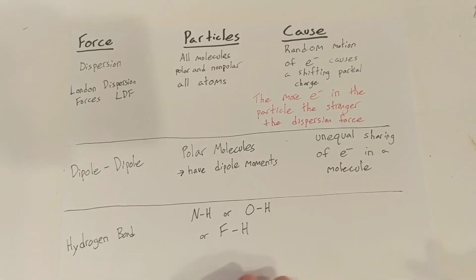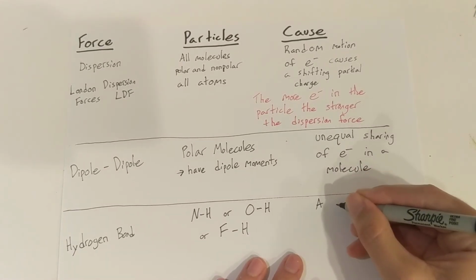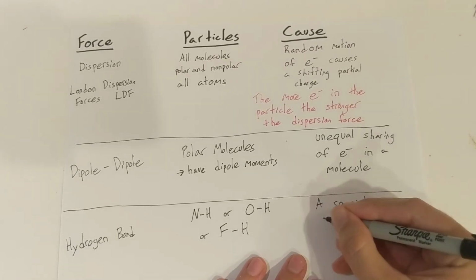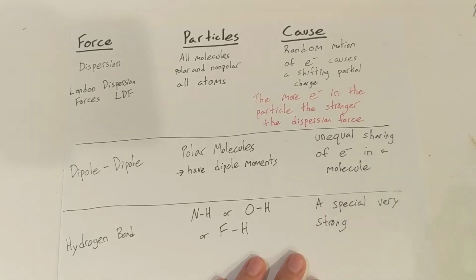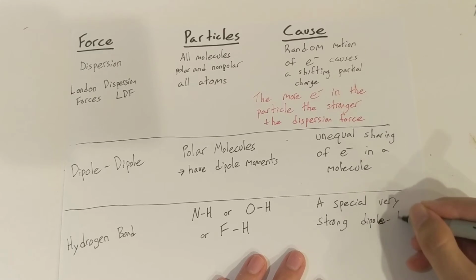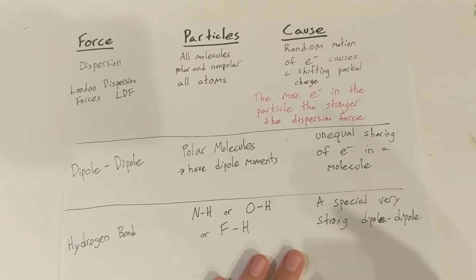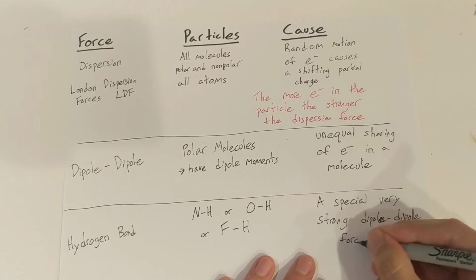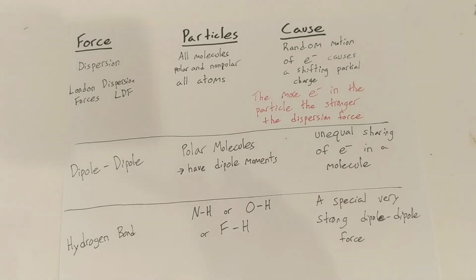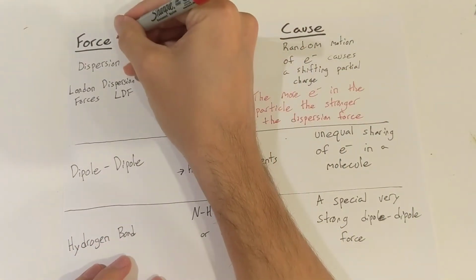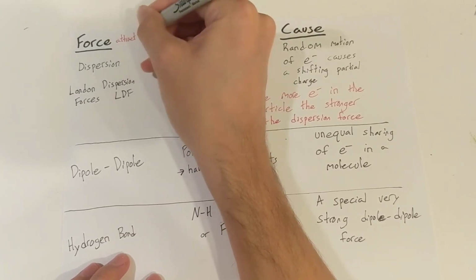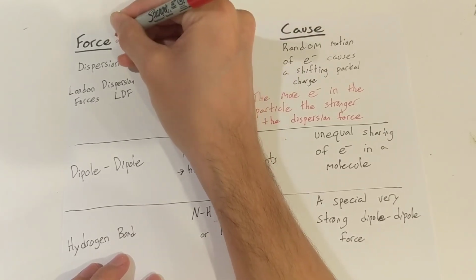So it's caused by, we're just going to write that down right here. A special, very strong dipole-dipole force. And I'll go into a little bit more detail in what exactly causes this to be such a strong force, or we could think of it as such a strong attraction, because really, like I said in the intro, all of these are ways for molecules to attract each other. So forces, we could put attraction up here.